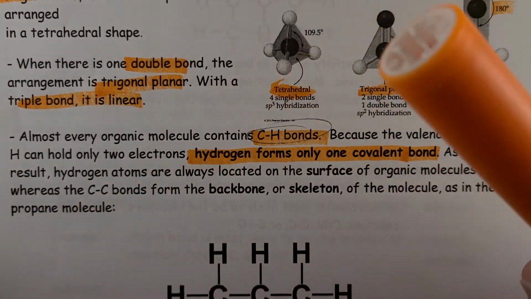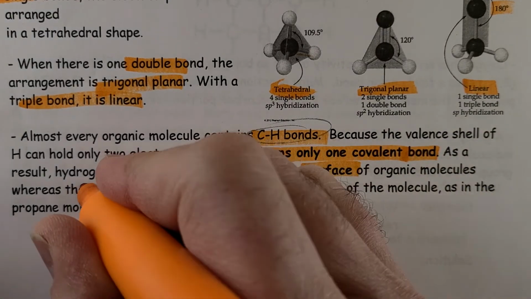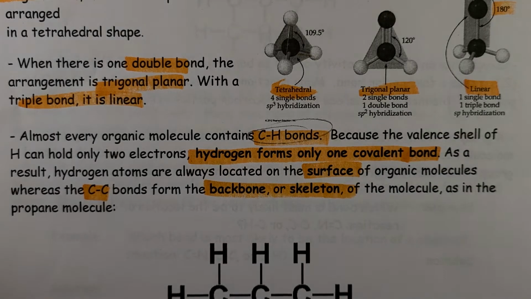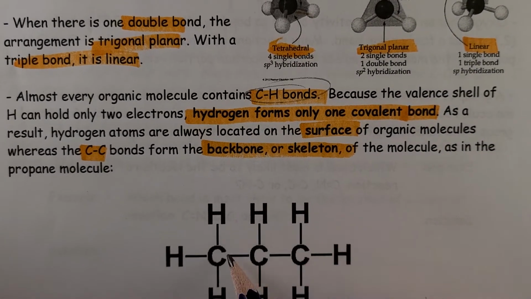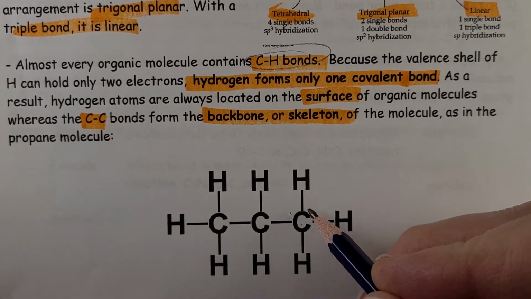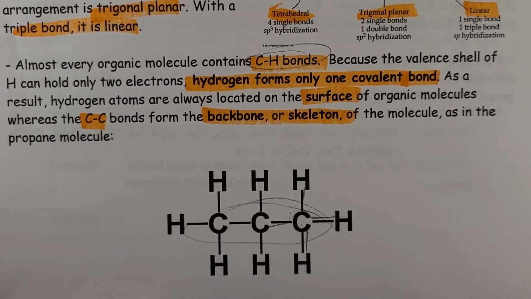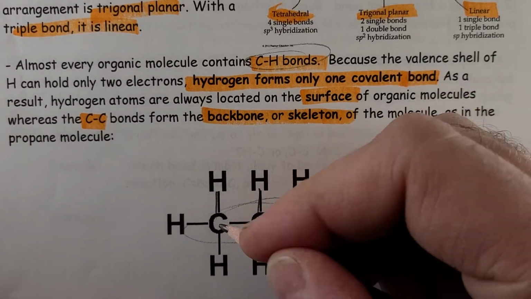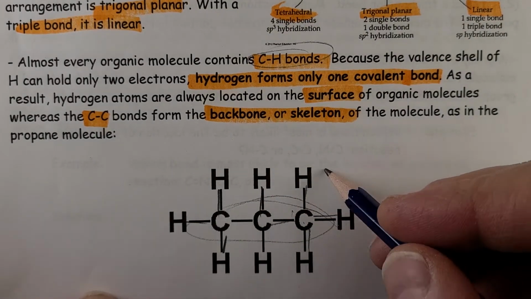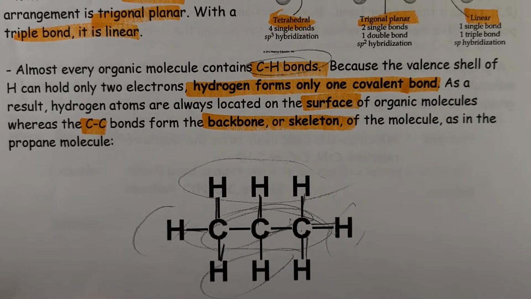So as a result, hydrogen atoms always are located on the surface of organic molecules, whereas carbon-carbon bonds tend to be the backbone or the skeleton of a molecule. For example, propane, which has 3 carbons, you can see carbons join with each other. They're in the middle of the molecule because they can each bond to 4 different things, whereas hydrogen only bonds to 1 atom. So it tends to be on the outer surface, whereas carbon-carbon bonds tend to be on the inside.